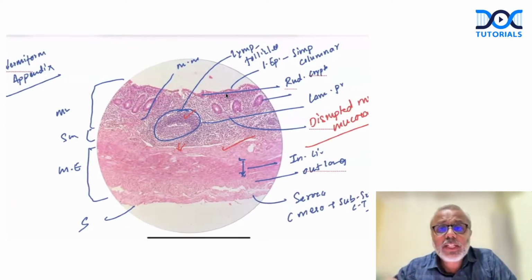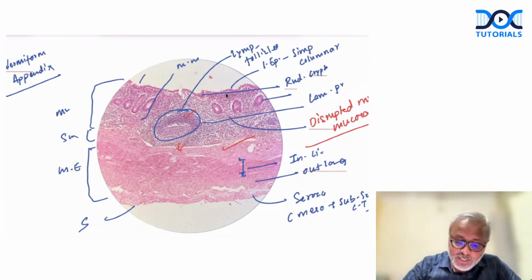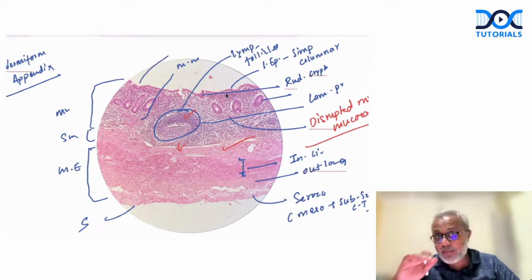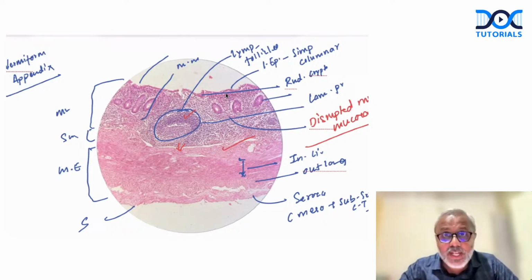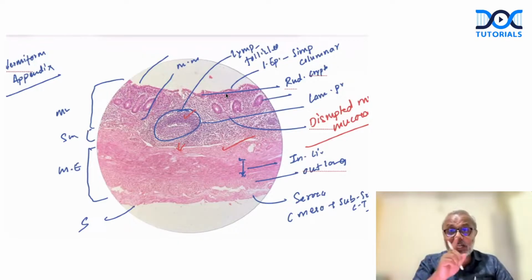So what are the clinical features to tell that this is the slide of vermiform appendix? So remember, the first is the simple lining epithelium, which has rudimentary crypts, then a disrupted muscularis mucosa with lymphoid follicles in lamina propria. This is the characteristic feature of vermiform appendix. Now, if the examiner asks, how do you differentiate this from the slide of ileum?